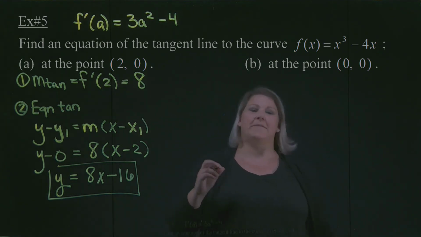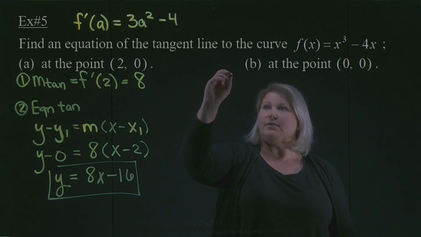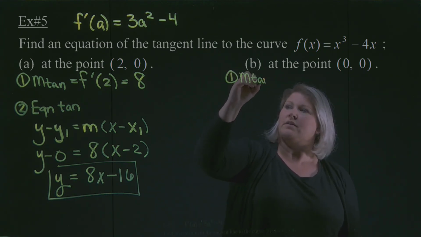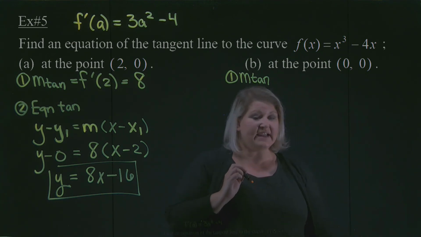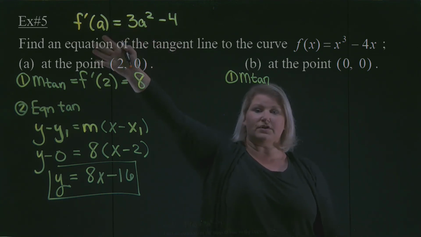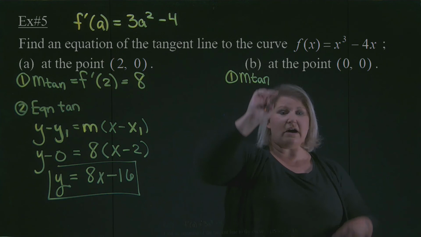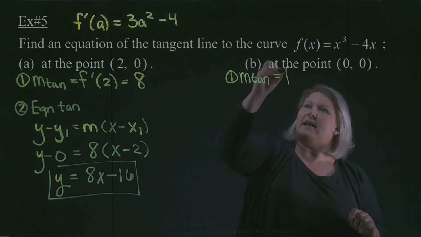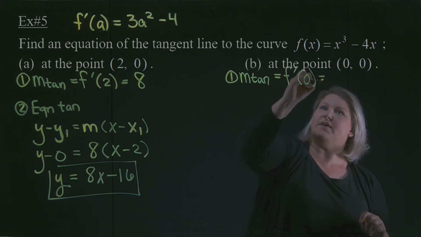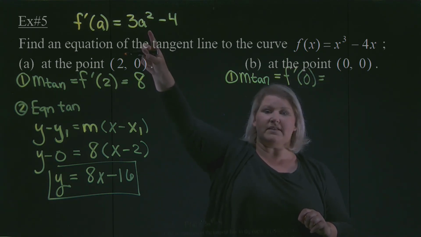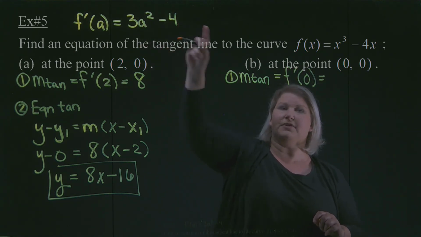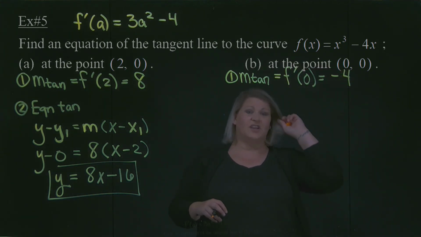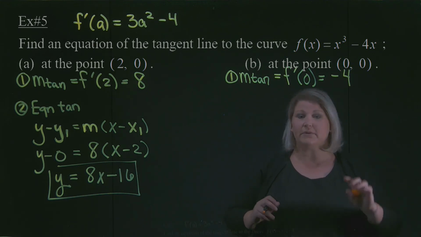Let's try the next one. So the next one, now I'm going to do the slope of the tangent. Again, I'm still going to use my f prime of a, but now I'm using x equal to 0. So I'm going to find f prime of 0. When I plug 0 into this function, I'm going to end up with 3 times 0 squared minus 4, which means the slope of this tangent at x equals 0 is equal to negative 4.